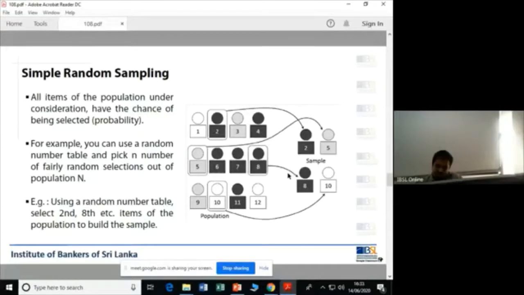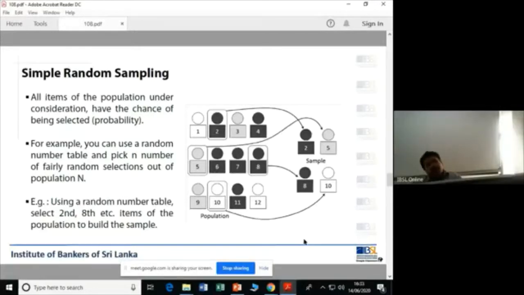For example, it says using a random number table, the second, eighth, etc. items of the population to build the sample. Now, what does this say? Let's look at the given example of these 12 individuals in our population. In this example, we have to select 2 items into our sample from the population of 12 people.